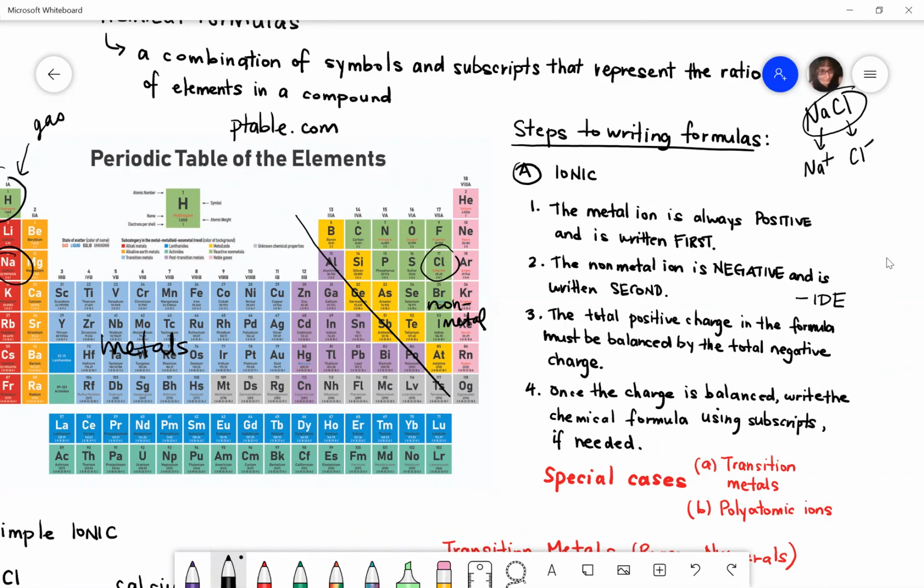The third step is that the total positive charge in the formula must be balanced by the total negative charge. And once the charge is balanced, write the chemical formula using subscripts if needed. Where we're saying "if needed," that means you're going to take a look at using what we call the crossover rule.